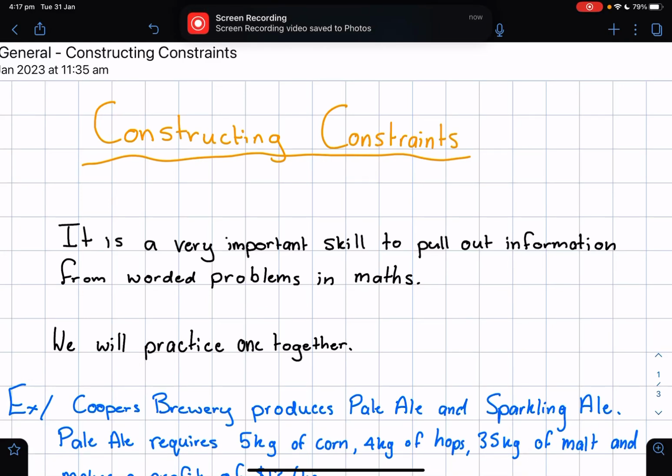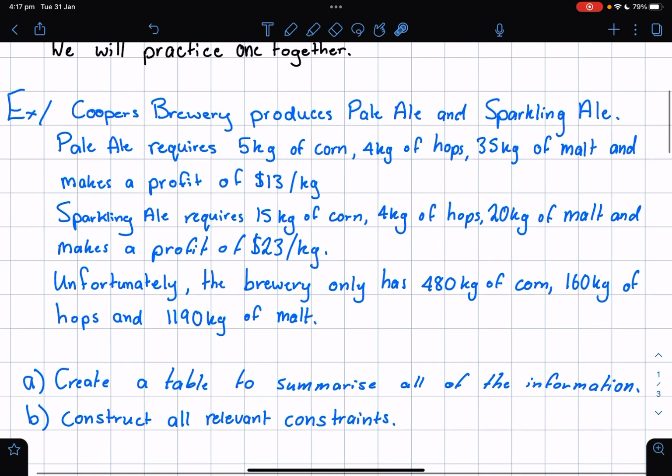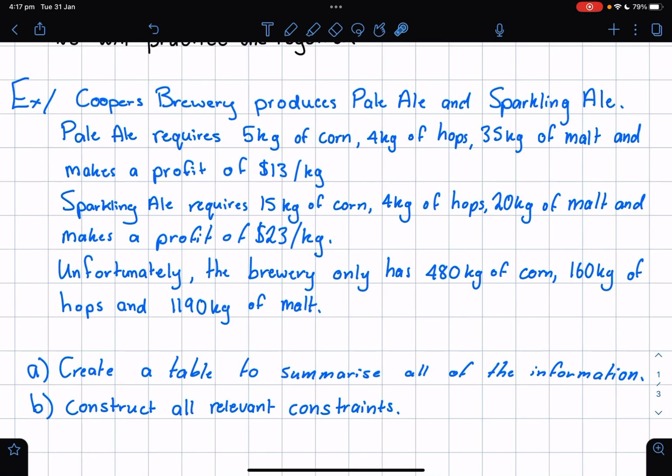So today we're continuing on with our linear programming, okay? And we're going to practice a skill today that's really important, and it's constructing constraints from worded questions, okay? Really important to be able to comprehend what a worded question is asking and how to pull the relevant information out and display that information in a really clear and concise manner. So we're going to practice a question today together. All right, it's quite long, quite lengthy, and there's lots of things to pull out. So it's really important that we are making sure we're getting all the relevant information.